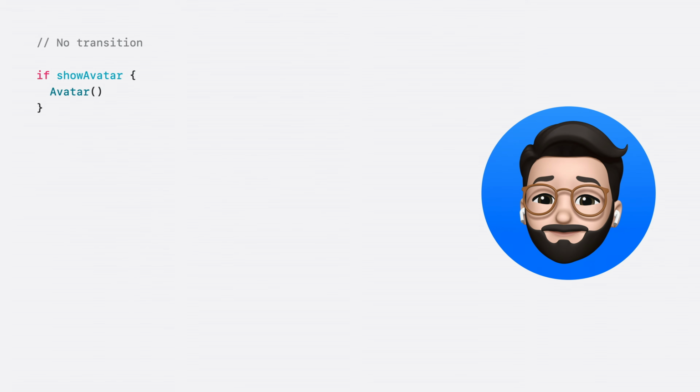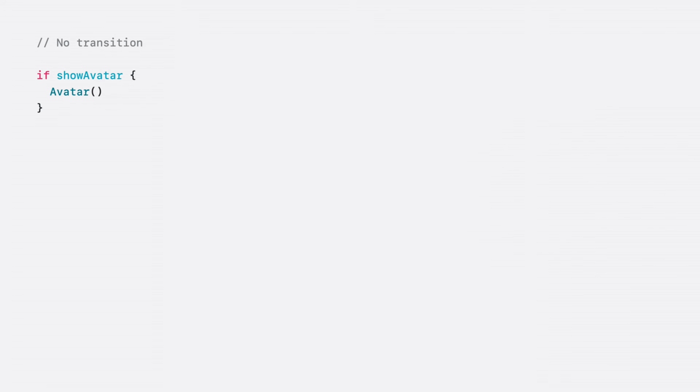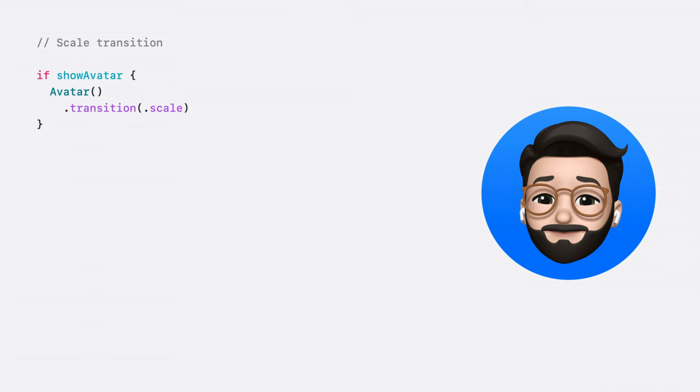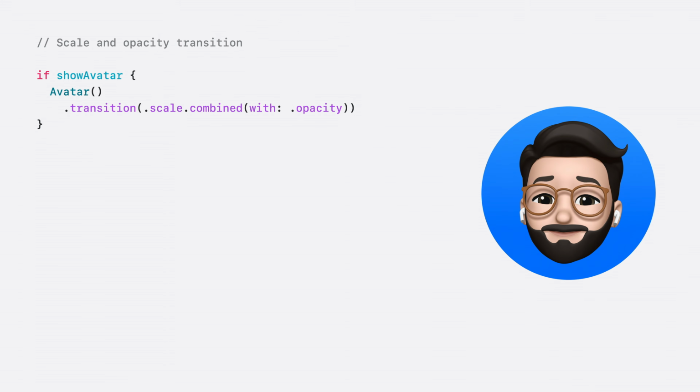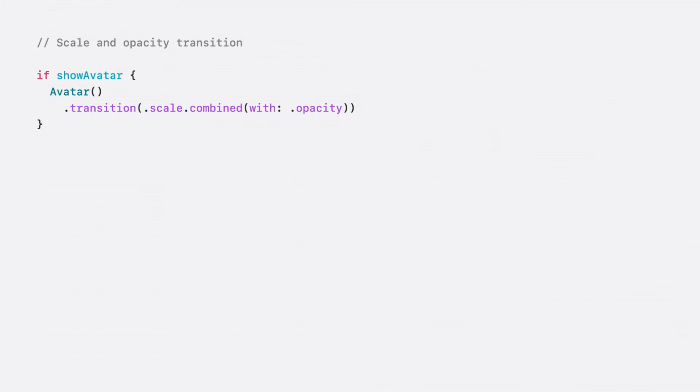I have an avatar view that shows and hides based on that person's online status. If they are online, I'd like their avatar to show, and otherwise it should be hidden. Right now, it just appears and disappears. This is a bit jarring, so let's add a transition. We can apply one of SwiftUI's standard transitions, like scale, to have it scale up and down as it enters and exits. If we want to chain multiple transitions, we can use the combined method to add another. Let's combine our scale transition with opacity. This is looking better, but what if we want something more custom?